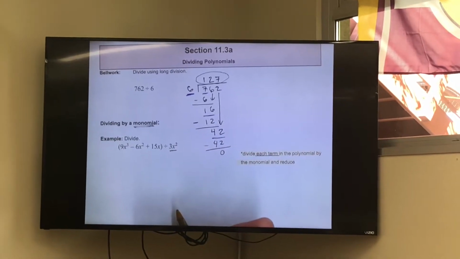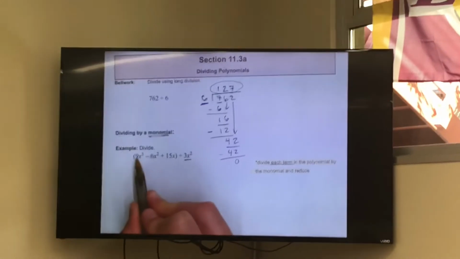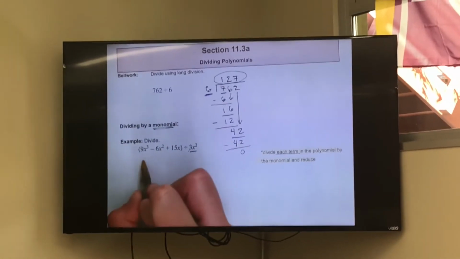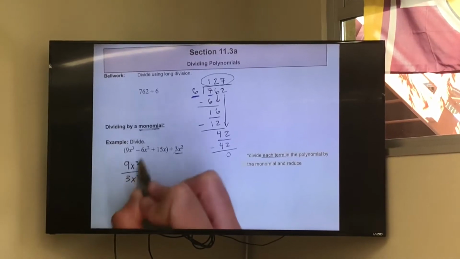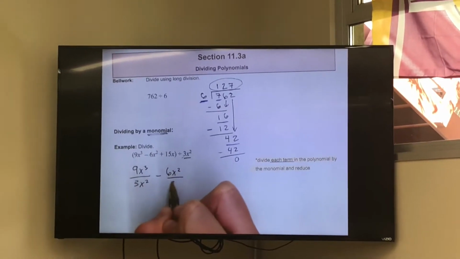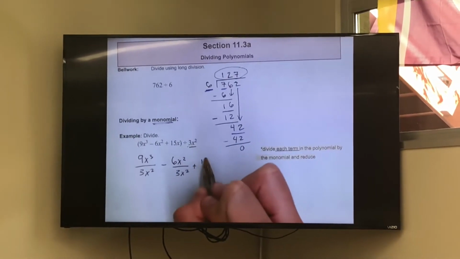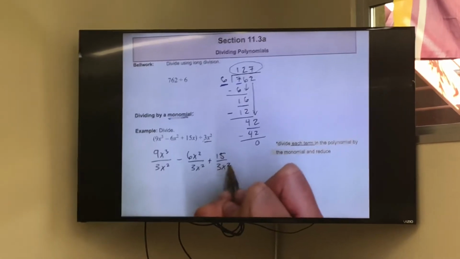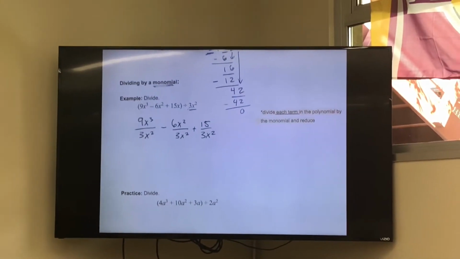In this process, we don't want to do long division. All you have to do is divide each thing individually by 3x squared. So I take 9x to the third, and I divide it by 3x squared. Minus, I take 6x squared, and I divide it by 3x squared. Again, last term, plus 15x divided by 3x squared. So when you're dividing by a monomial, you just do each term divided by that monomial.